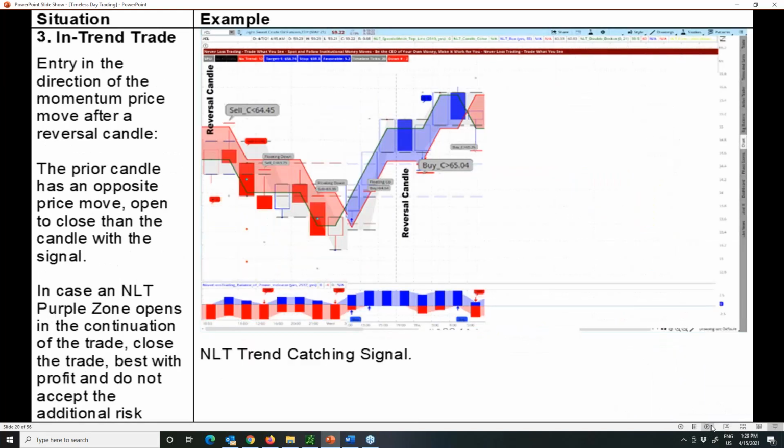Then there's the situation with reversals. Yeah, in trend trade, we only take an in-trend trade when there's a reversal. So you see here, opposite facing candle, this one we take, the others we don't. Opposite facing candle, the dark blue one here, buy signal after, there we trade.